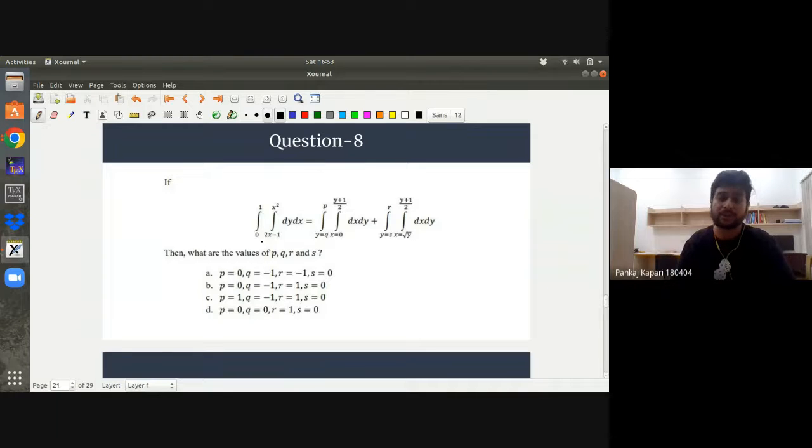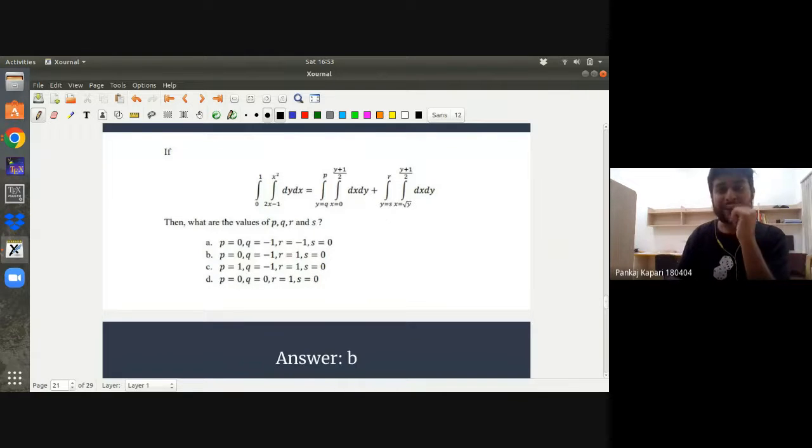Okay, so in the next problem, an equation between integrals is given, and you have to find the values of p, q, r, and s. For this, note that on the left hand side, the order of the integration is dy dx. So first we are integrating with respect to y, and then with respect to x. But on the right hand side, the order of the integration is dx dy. That is, we are first integrating with respect to x, and then with respect to y. So we will just change the order of the integration, and we will see what the right hand side comes to, to determine the values of p, q, r, and s.